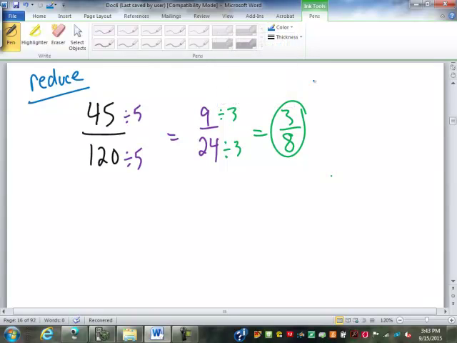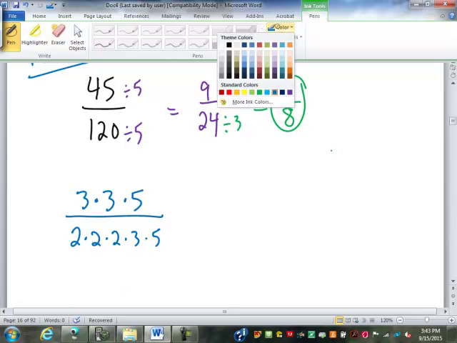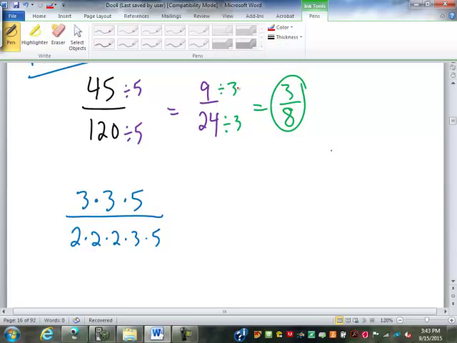One of the ways we could reduce a fraction is with our factoring. If I did the factor tree of 45, I get 3 times 3 times 5. For 120, 2 times 2 times 2 times 3 times 5. First of all, is everybody doing okay with the factor trees, getting the factors? Anybody that has questions on those?